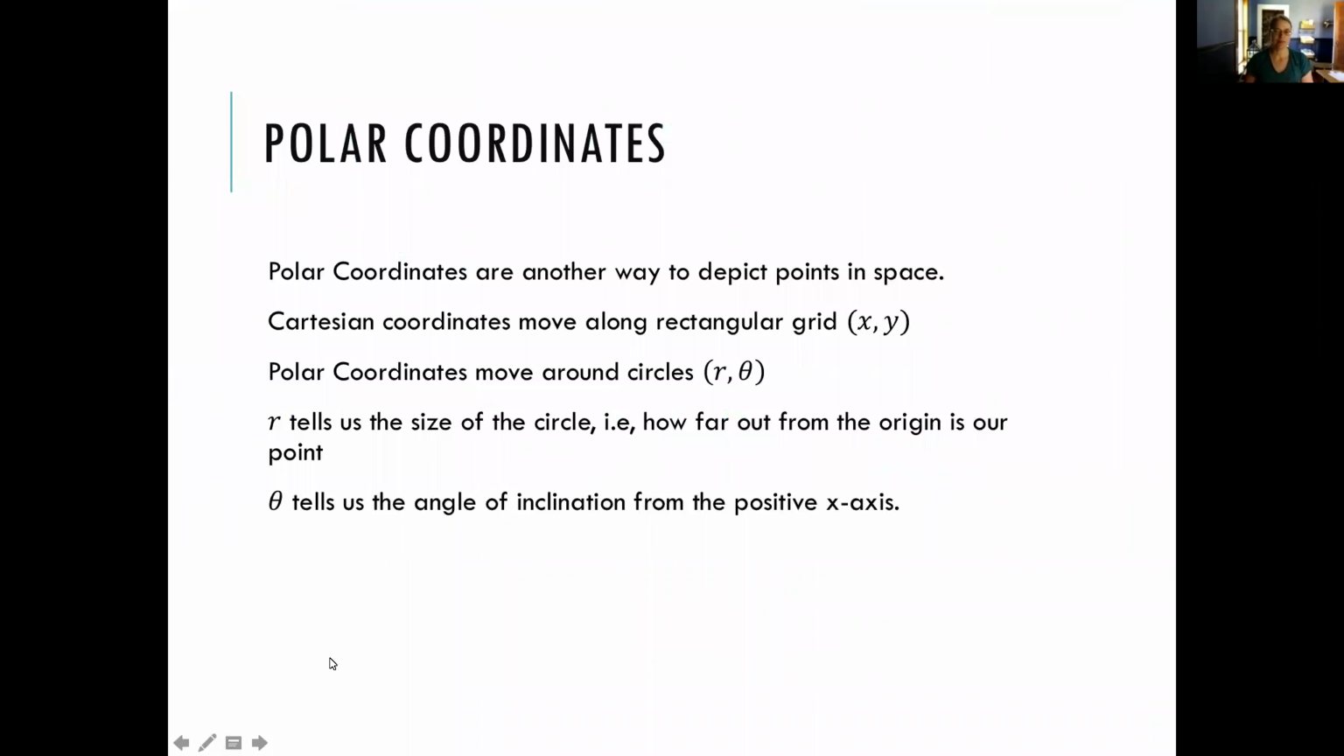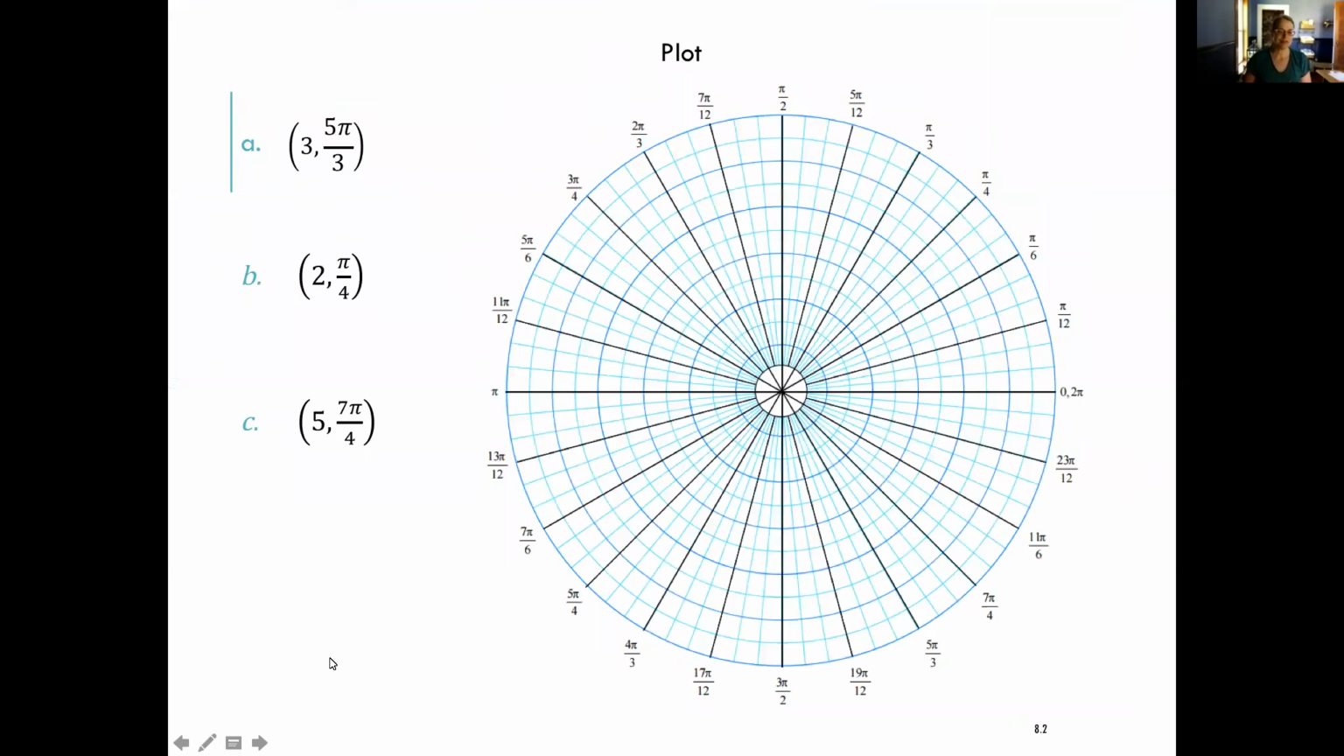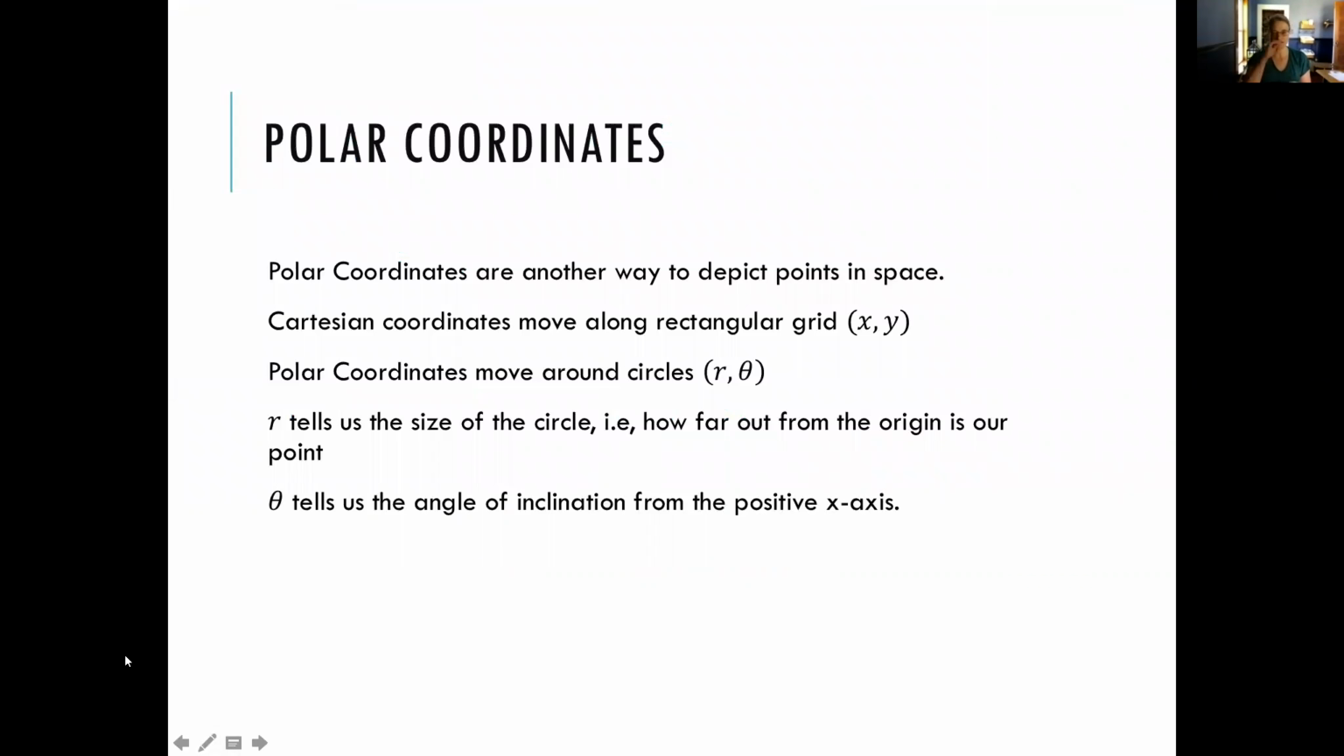Now, don't get yourself all worked up and worried about polar coordinates. Polar coordinates are just another way that we depict coordinates in space. Up until now, we've been living in the Cartesian coordinate system, where we move along an XY grid, a rectangular grid. Sometimes it's more convenient to live in a circular space, and that's what polar coordinates do.